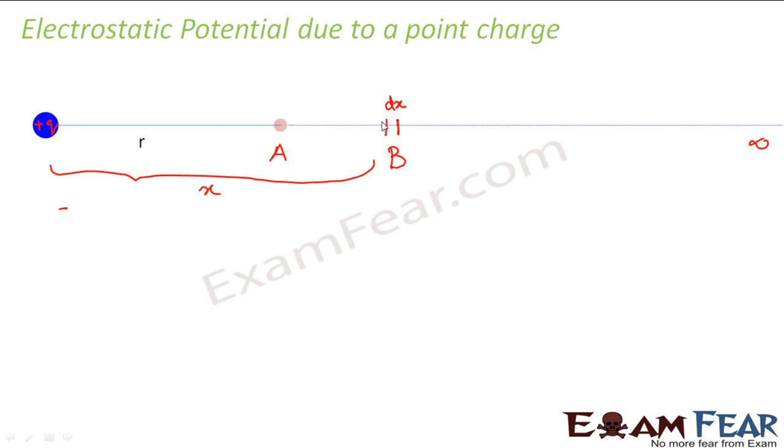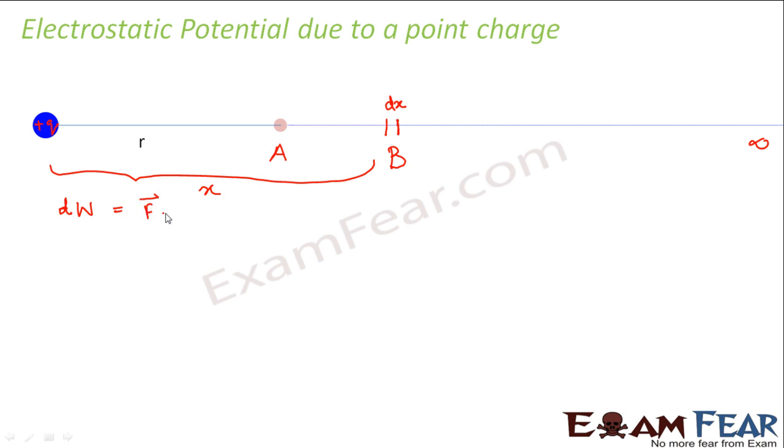So this idea still remains the same. Here also what we will do, we will first calculate the work done to move the test charge through this small distance dx, and then we will integrate it over the whole distance, right? So let us do it like that. So the work done to move through dx, that will be a small amount of work done. Let us call it dW.